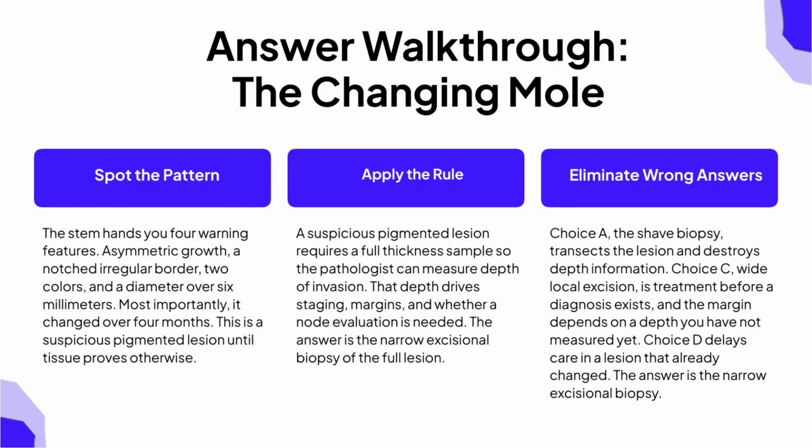Choice C is treatment, not diagnosis. You cannot pick a margin without knowing depth. That is the overkill trap. Choice D would be reasonable for a stable lesion, but the author told you it grew and darkened. Watching a changing lesion is wrong and dangerous.